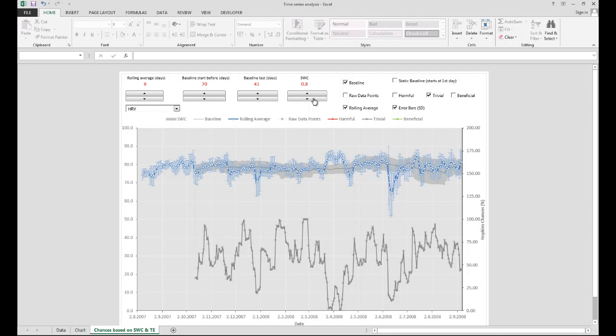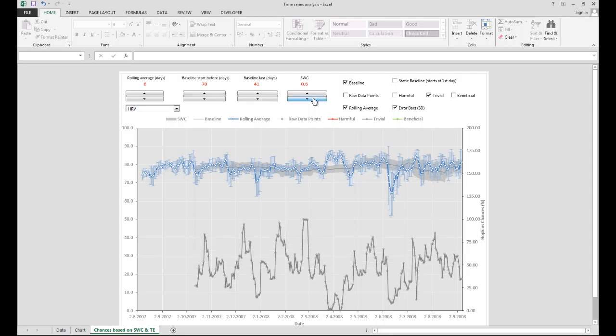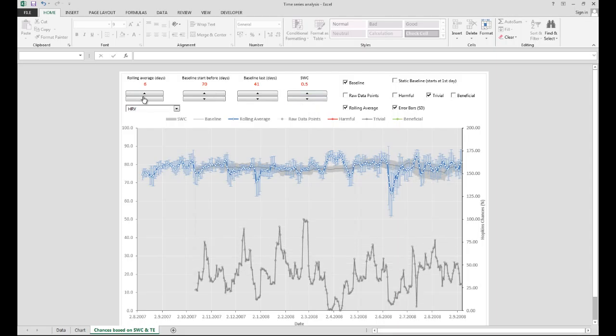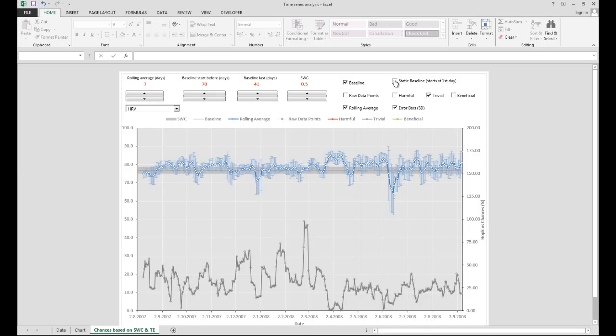So let's get this back to 0.5, this to 7 days, and what happens if we select the static baseline as we did in our first video, that starts from day 1 and lasts 41 days? Again, it's going to affect the trivial chances.